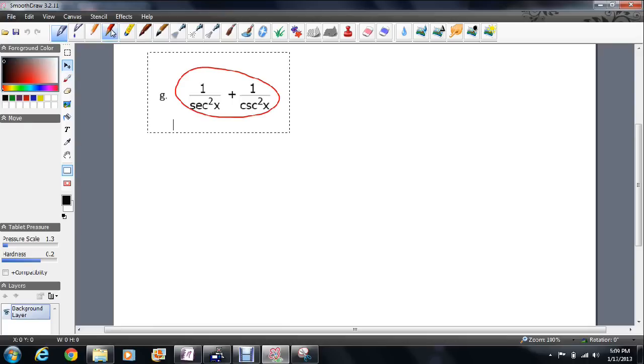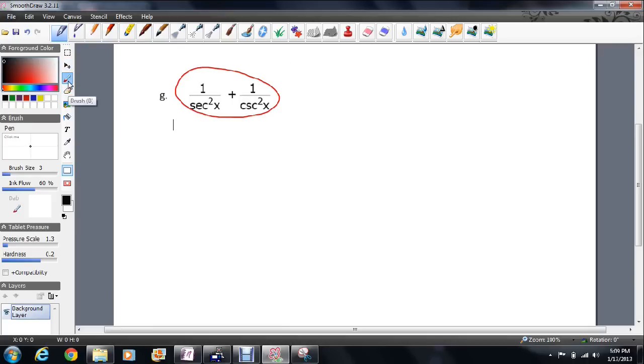Okay, so let's take a stab at this one. Again, I'm going to write everything in terms of sine and cosine. It's going to be my plan of attack. It's usually worked really well. 1 over the secant squared is just simply cosine squared of x. 1 divided by the cosecant squared is just sine squared of x. And that's one of the well-known Pythagorean identities. That's equal to 1. So that also checks.